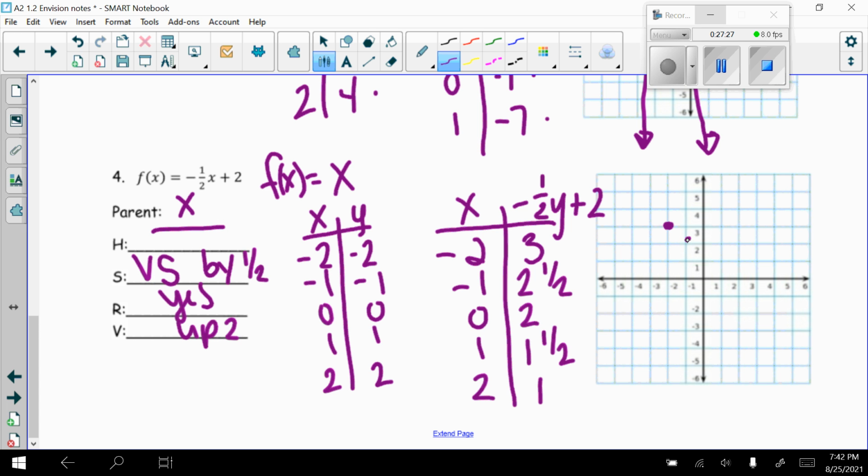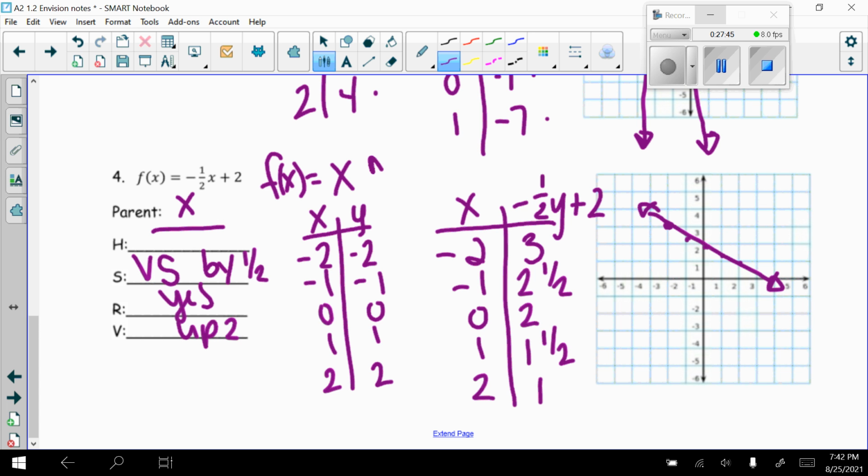Negative 1, up 2.5. 0, up 2. Over 1, up 1.5. Over 2, up 1. Straight line. So the vertical stretch by 1/2, okay, notice our slope changed.